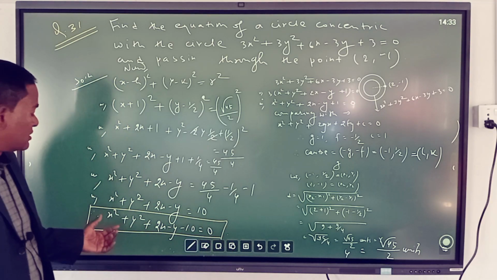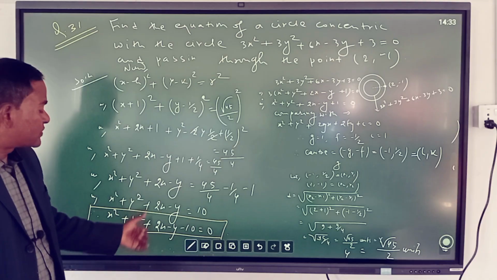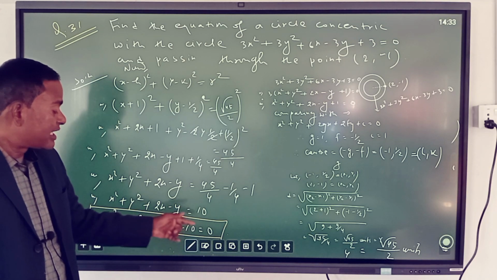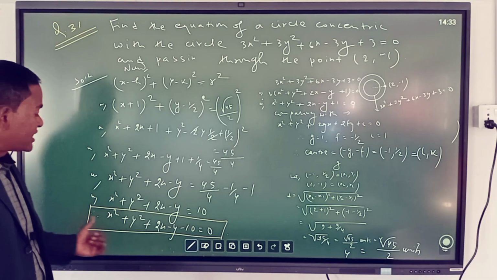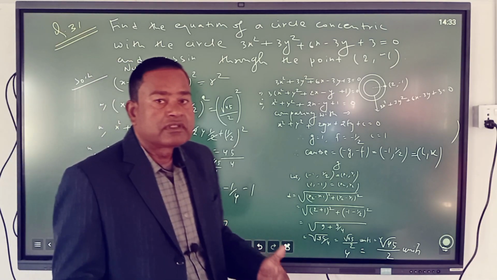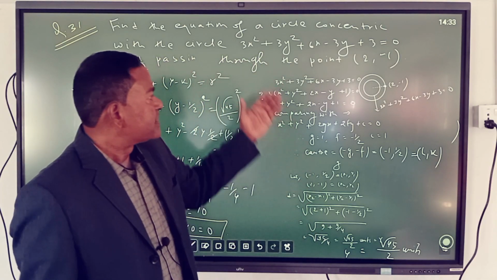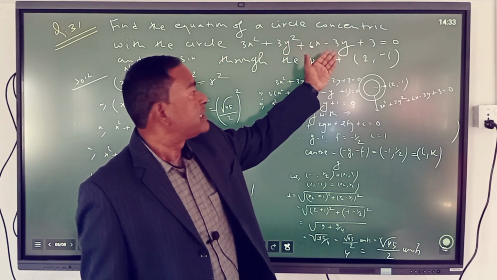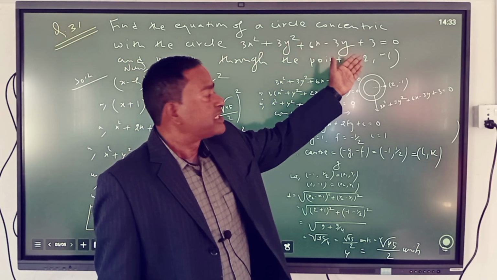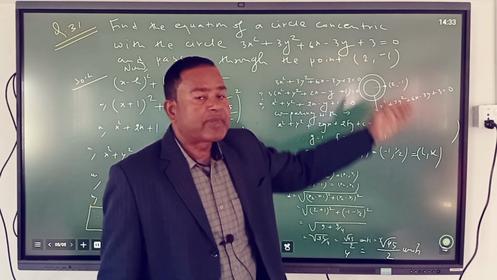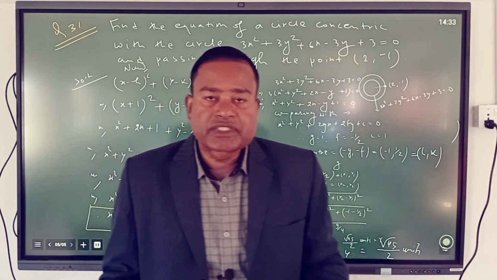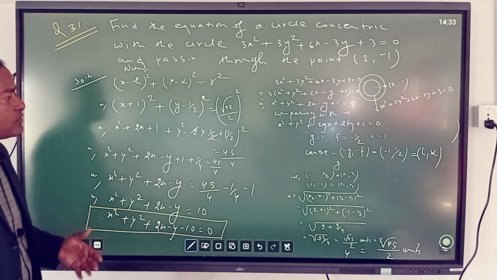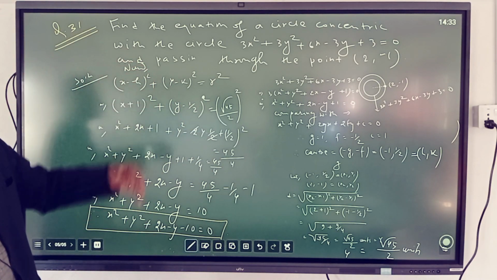Dear students, x square plus y square plus 2x minus y, 10 moving to the left hand side, then minus 10 equals to 0. So this is the required equation of the circle, which is concentric with the circle 3x square plus 3y square plus 6x minus 3y plus 3 is equal to 0, and passing through the point 2, minus 1. So let's review once the solution, the process we have followed to solve this question.